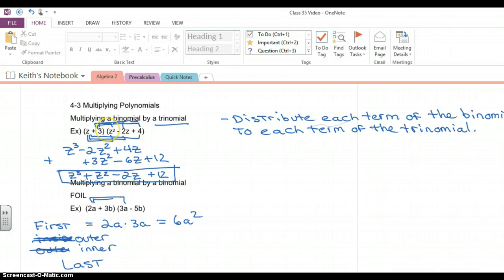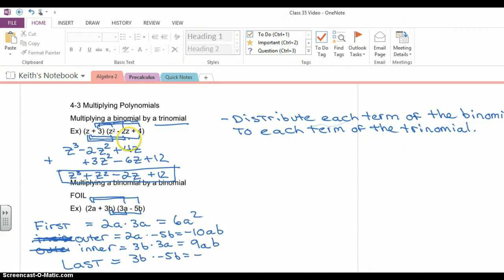The outer, 2a times negative 5b, is negative 10ab. The inner, so 3b times 3a, is going to give us 9, and then alphabetical order, so it's ab. And then 3b times negative 5b gives me negative 15b squared.